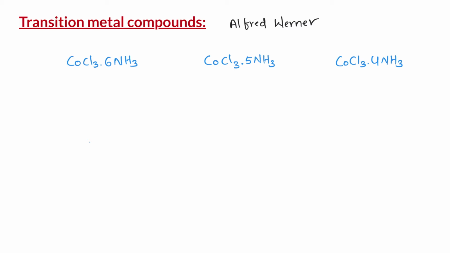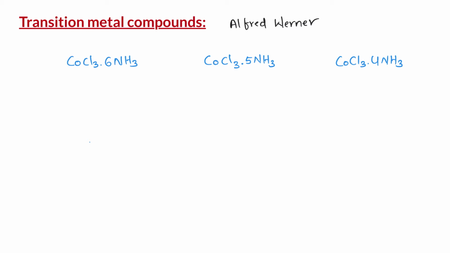Scientists working on the salts formed by transition metals found out some interesting dissociating patterns. Alfred Werner, a Swiss chemist, studied a series of compounds of cobalt-3 chloride with ammonia. The following are the molecular formulas of the compounds: CoCl3·6NH3, CoCl3·5NH3, and CoCl3·4NH3.